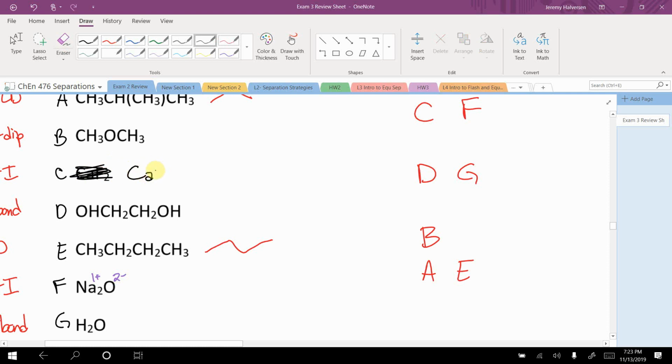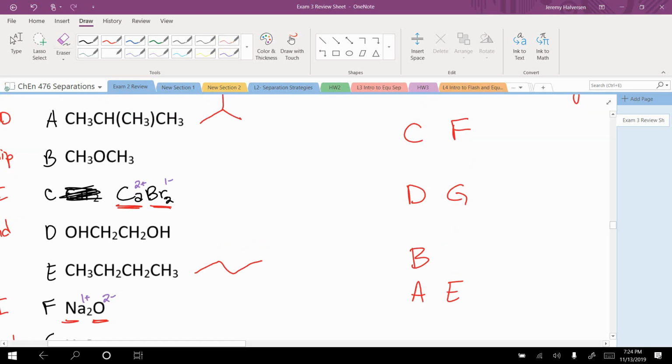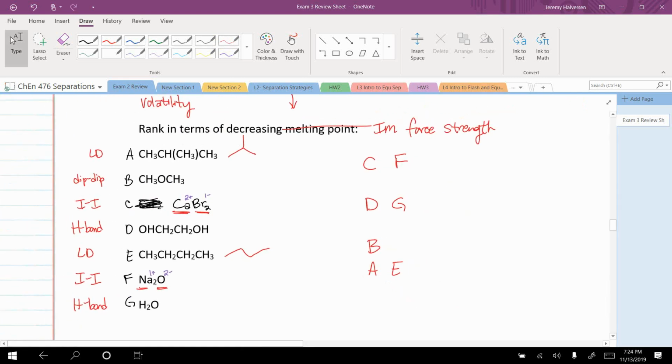Did that confuse anybody? There we go. Sound good? Okay. 2 plus, 1 minus. All right, so Ca is bigger than Na and Br is bigger than O, so which one is better? Na2O, okay, because they're smaller. And Coulomb's law says if we can get these things closer together, there's more attraction. Just think magnets, right? So smaller is better, so that means F will be stronger than C.